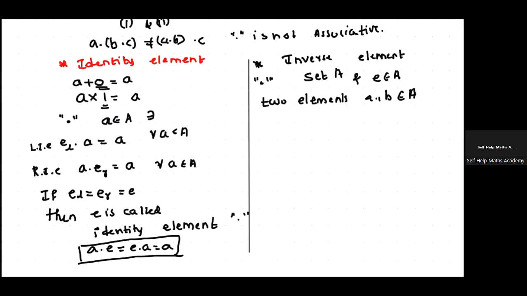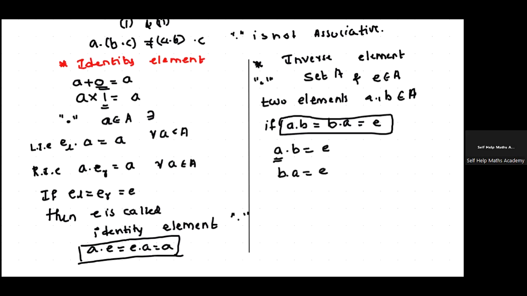Okay, if I take the binary operation A dot B, or B dot A, and I get the identity element, then I call B the inverse of A. So if A dot B is equal to E, then A is called the left inverse of B. And if I have B dot A equal to E, then I call A the right inverse of B.